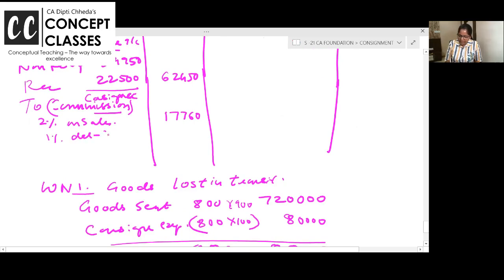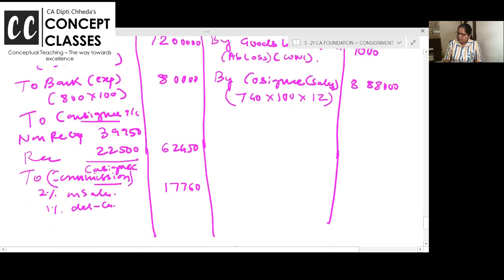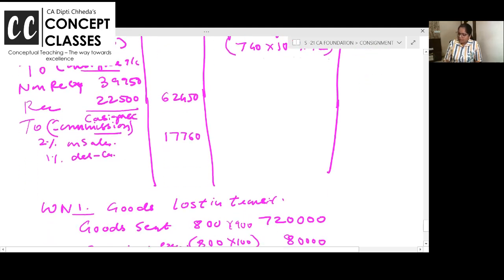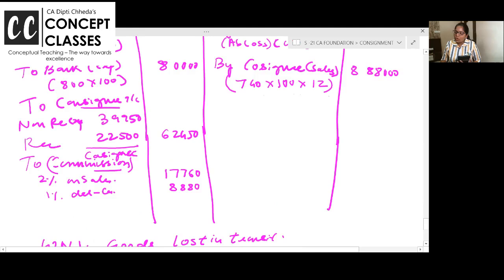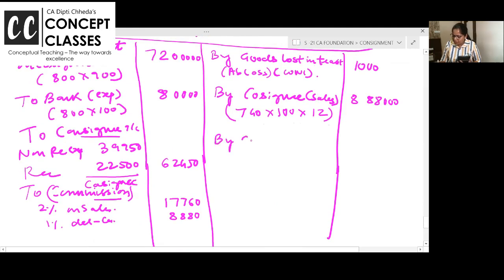1% Del credere commission. 1%. 8,880. 1% Del credere commission 8,880. हो गया, और तो कुछ भी नहीं था इसमें. Rest all is clear to all of you. Yeah. So we have to give to consignee expenses and commission. Now, crucial part, closing stock.